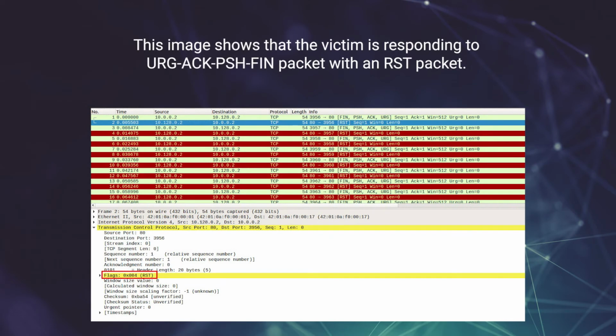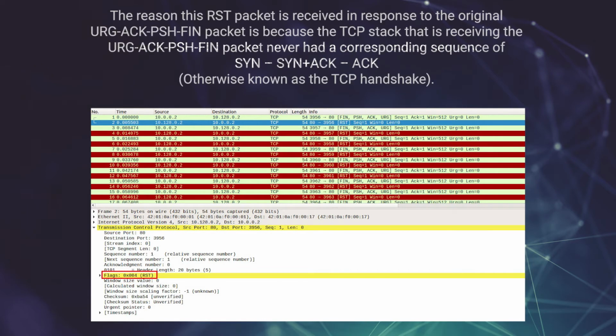This image shows that the victim is responding to the URG-ACK-PSH-FIN packet with a reset packet. The reason this reset packet is received in response to the original URG-ACK-PSH-FIN packet is because the TCP stack that is receiving the packet never had a corresponding sequence of SYN, SYN+ACK, ACK, otherwise known as the TCP handshake.